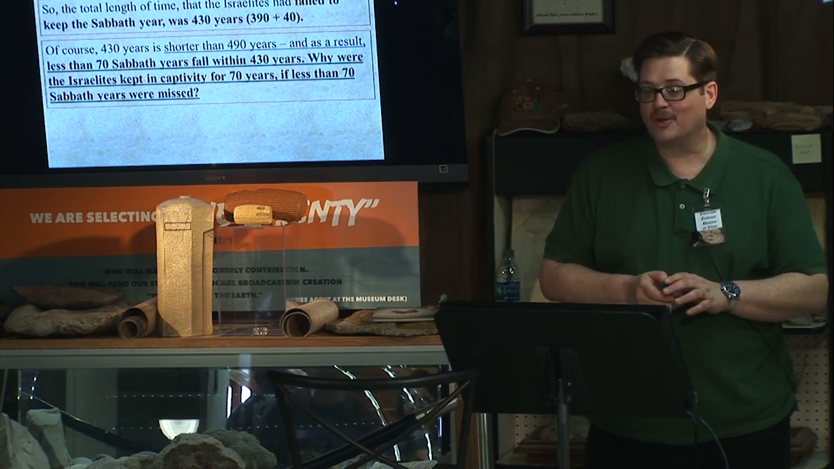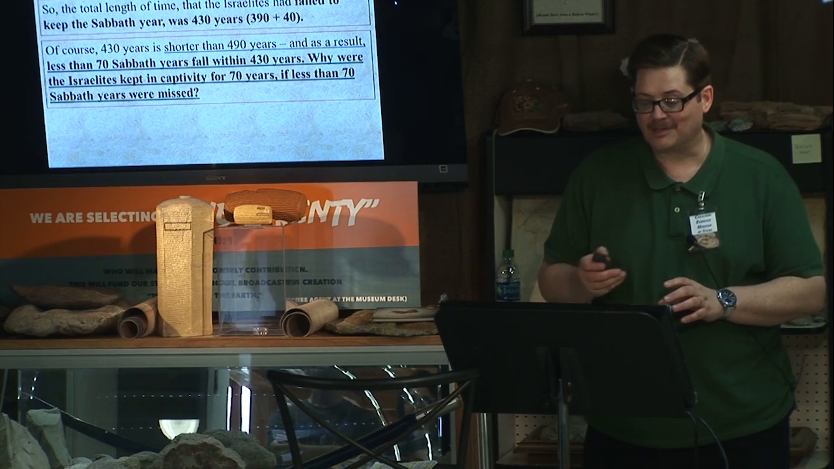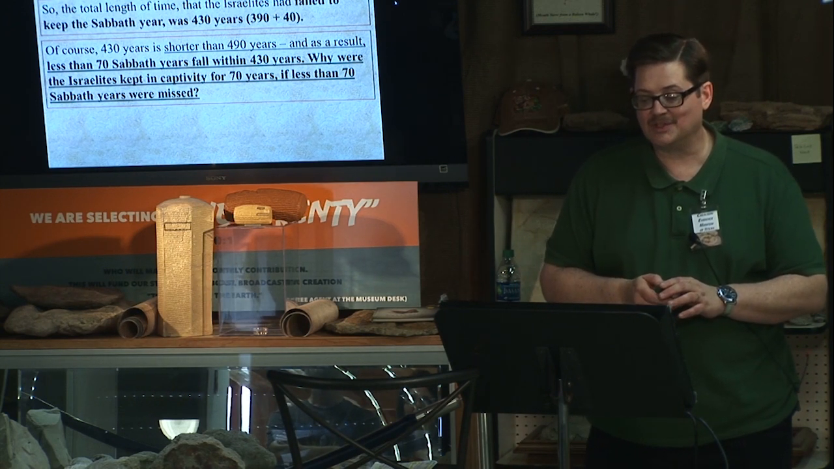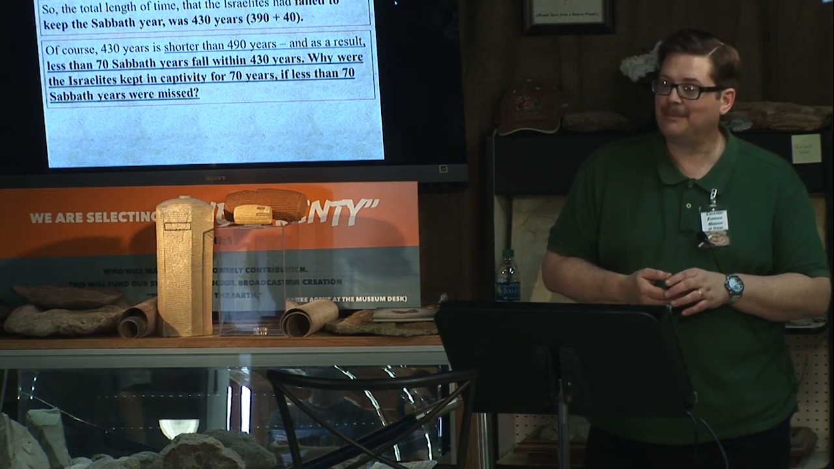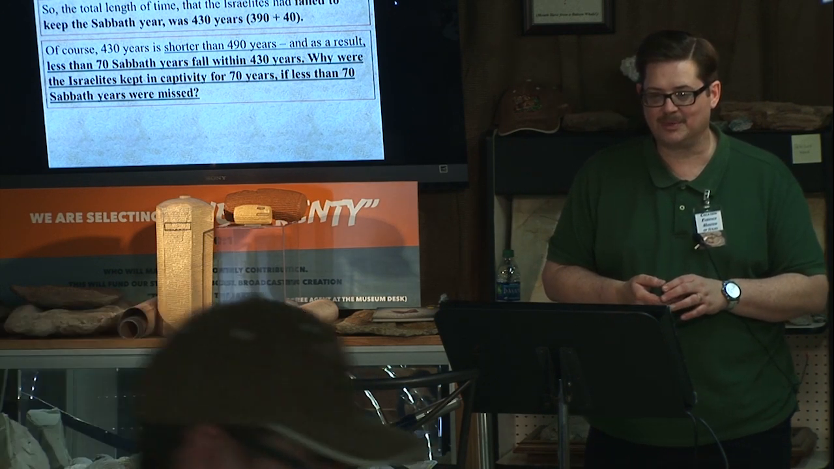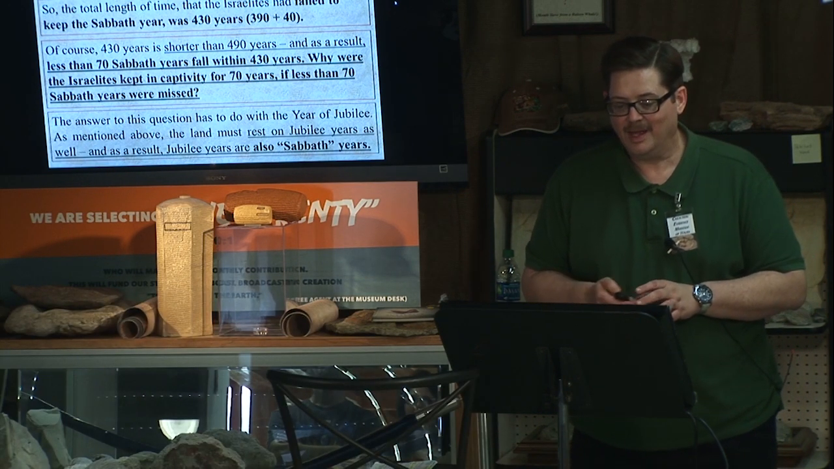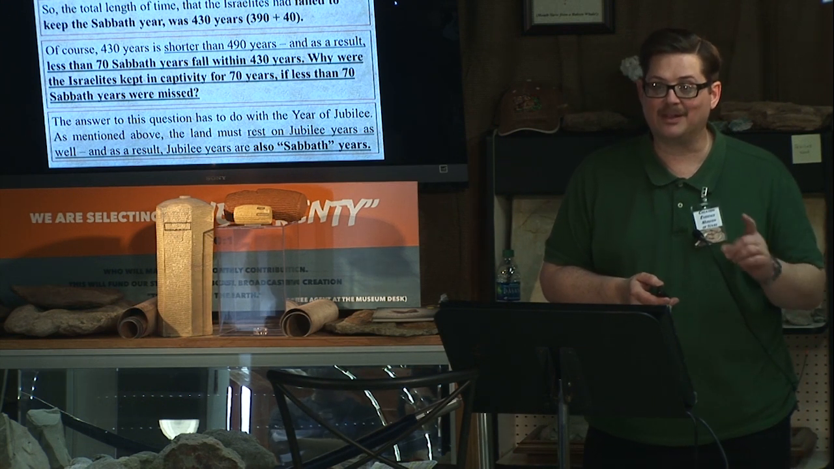430 years, though, is shorter than 490 years, right? 70 times 7. As a result, less than 70 Sabbath years fall within 430 years. Why were the Israelites kept in captivity for 70 years if less than 70 Sabbath years were missed? The answer to this question has to do with the year of Jubilee, the other type of Sabbath year.